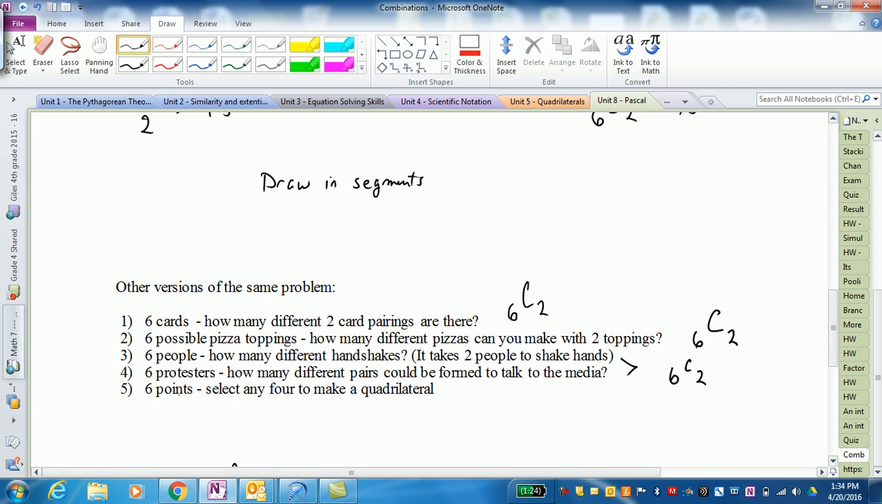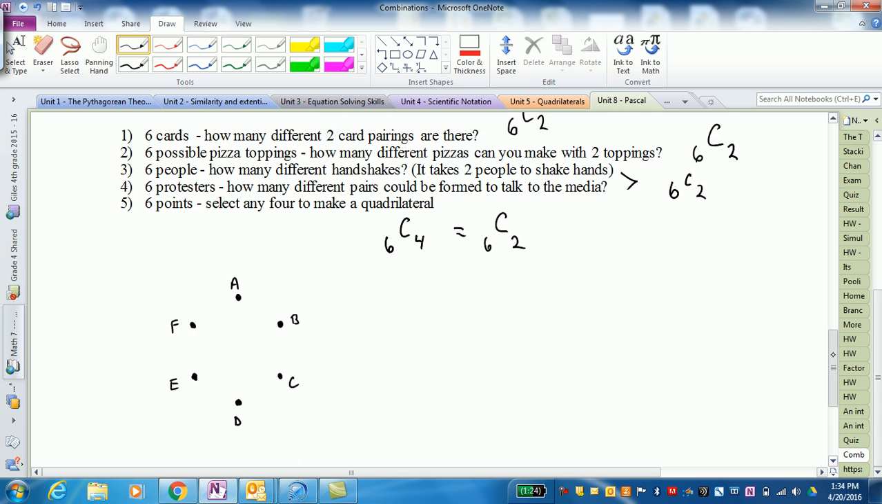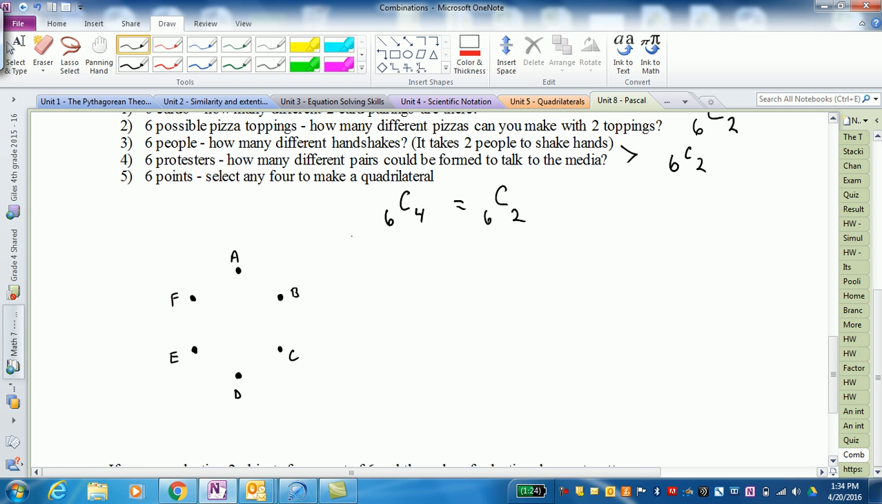This is a little bit different. If you have 6 points and you want to select any 4 to make a quadrilateral, it's going to be 6 choose 4, but we showed above that's the same as 6 choose 2. And that's worth just a quick little mental check. If you have 6 points and you choose these 2, that's one of the 6 choose 2 you could choose. By default, in picking that, you are also picking these 4 points to make a quadrilateral.